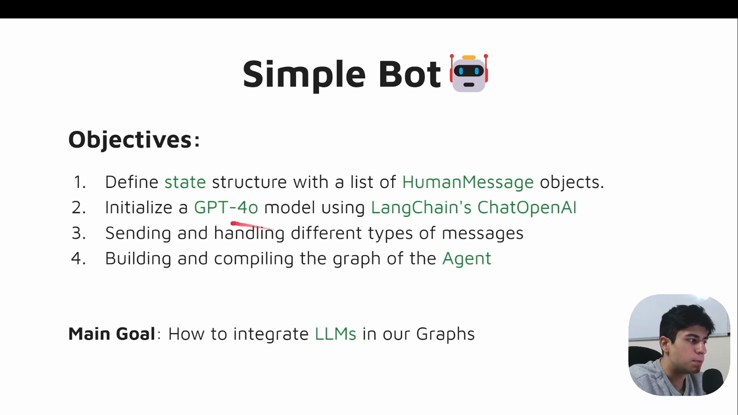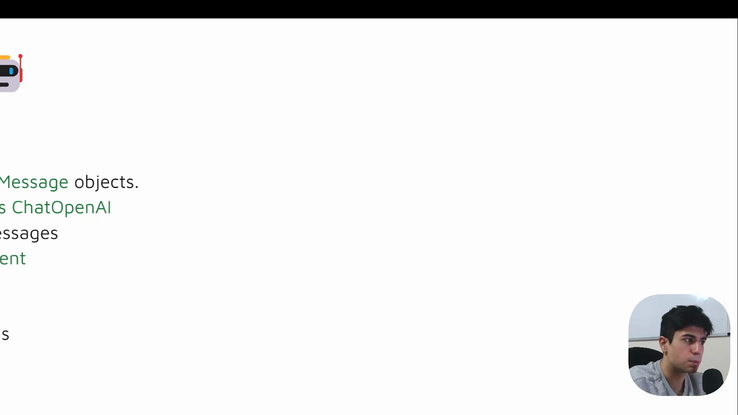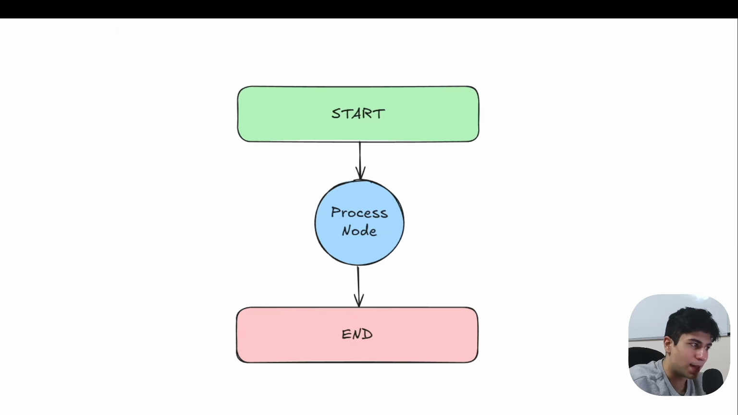We're going to initialize the GPT-4o model for this using LangChain's chat OpenAI library. We're going to send and handle different types of messages. We're going to build and compile the graph of the agent. But the main goal really is how we can integrate LLMs into our graphs. So what is this sort of graph we're actually going to end up building? Now, it's very, very simple. It's going to look like this. And yes, this looks exactly like the graph we made in the first ever graph we made. But the functionality will obviously be different because now we're actually integrating LLMs. So exciting stuff, people. Okay, I will see you at the code then.